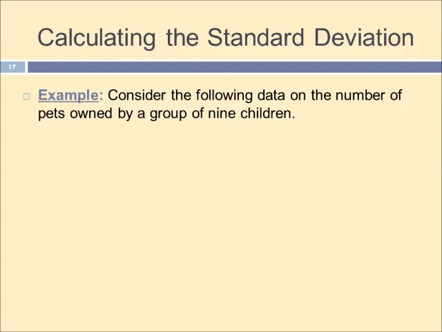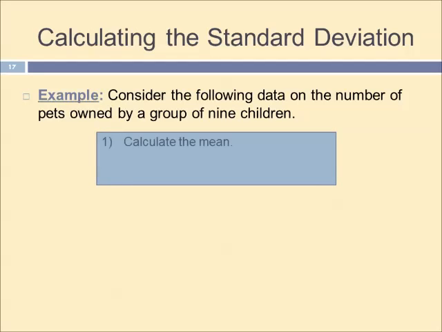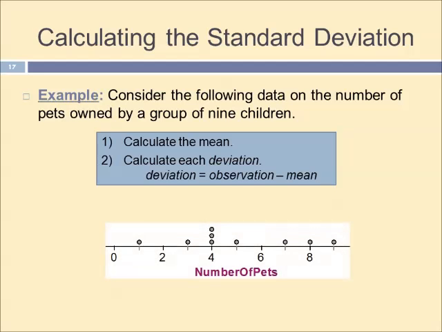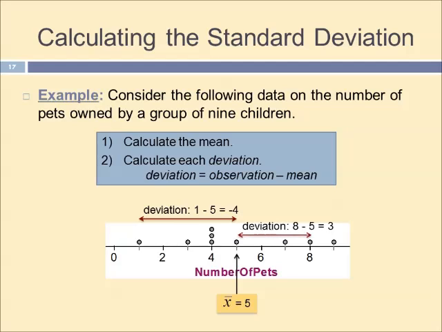So here's an example. Suppose we have data on the number of pets owned by a group of 9 children. We first calculate the mean, and then calculate each deviation, the observation minus the mean. So the average, x bar, is 5. Here's one deviation: between the value 1 and the mean is negative 4 units. The deviation for the number 8, so 8 minus 5, is 3.